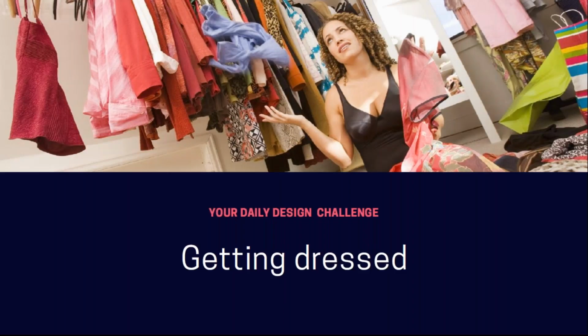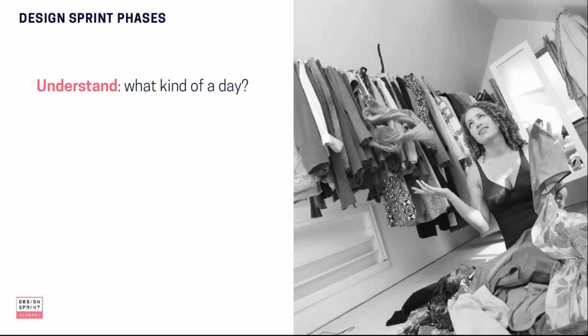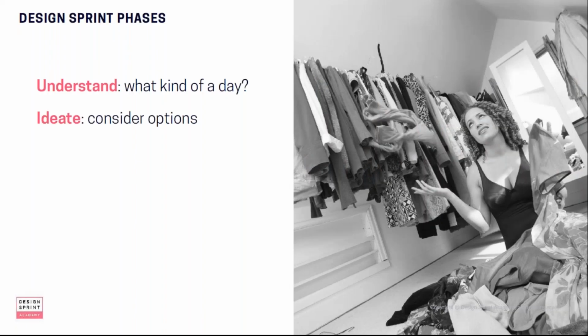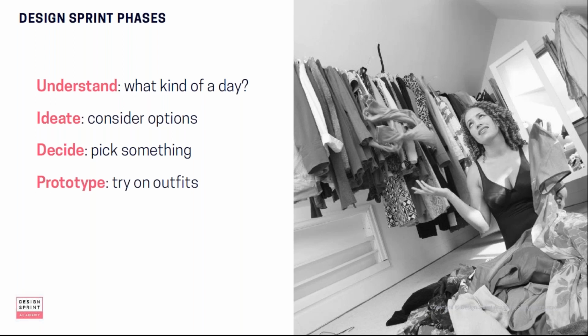Essentially, if you look at what a sprint is and how it moves through, a very good example is how we get ourselves dressed when we are moving towards office. You would understand what kind of day it is. Is it very formal? Are there certain meetings that are required? You would ideate to consider various options available to you on that particular day. You would decide and pick a few to mix and match. Then you would prototype it, trying out various outfits to check whether this is matching or not matching. And then you would test, that is, go out and take validation and iterate on what you have learned, because you would also look at the reactions from people and how you feel, and that's how you would articulate.